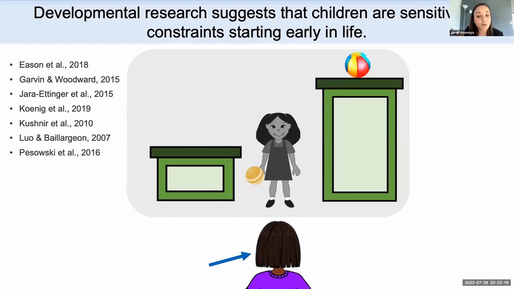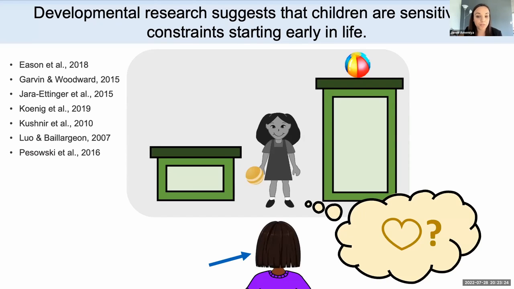If she takes the yellow ball, what can you infer about her preferences? And because she was constrained to this option, such that she could only reach this one, you should in theory refrain from inferring that she prefers the yellow ball because it's unclear as to whether she actually likes it more. She just was taking what was available. Now, the capacity to consider constraints in this way emerges in infancy and becomes even more robust through childhood.